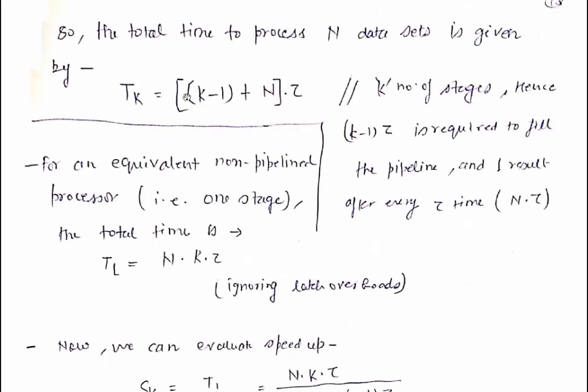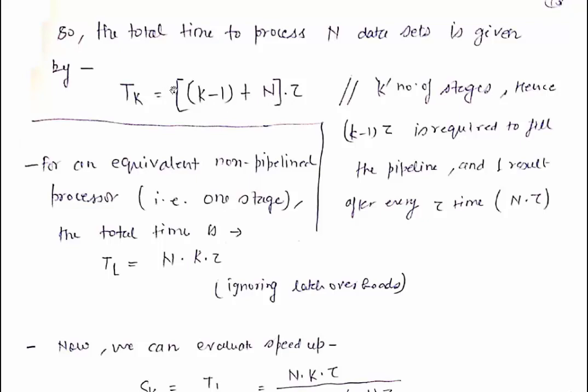Okay, so the total time to process n data sets, or in the previous example the 2 clocks, is given by Tk is equal to (k minus 1 plus n) multiplied by tau. This expression says that if you have k number of stages and n number of data sets, your total time would be (k minus 1 plus n) multiplied by tau, because tau is your total time period of the pipeline. There are n data sets and k number of stages.